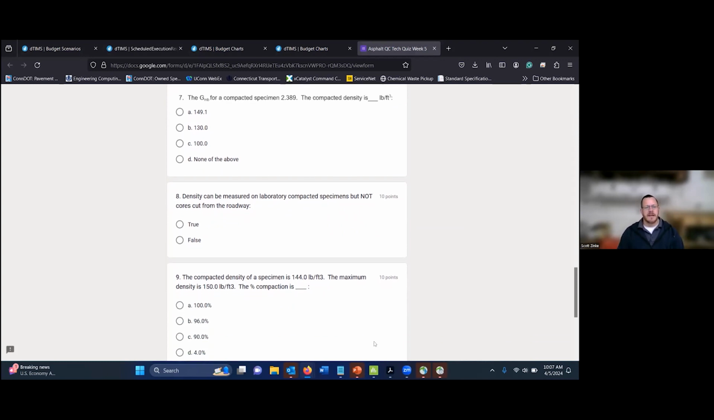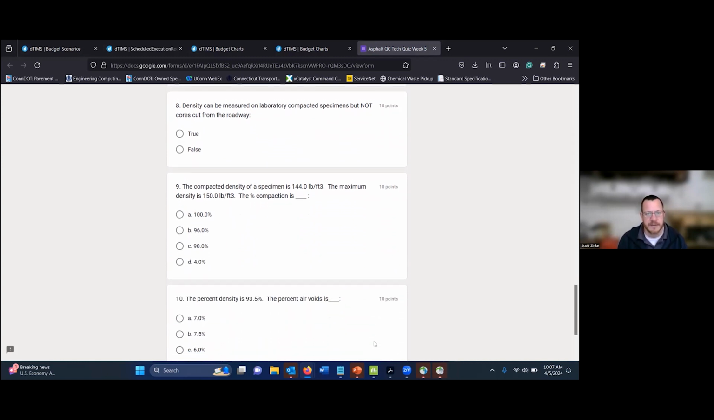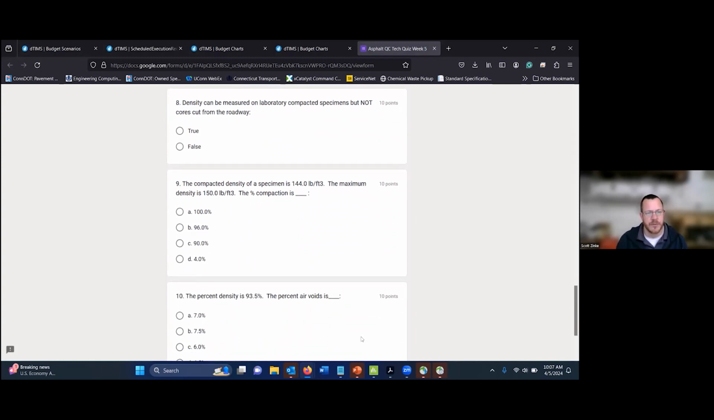Number eight, density can be measured on laboratory compacted specimens, but not cores cut from the roadway. That would be a big problem if that were true. We'd have to figure out a lot of other ways to do things, especially here in Connecticut, because cutting cores from the roadway and then measuring the density of them is how we determine payment on our paving projects. Okay? So that's going to be false.